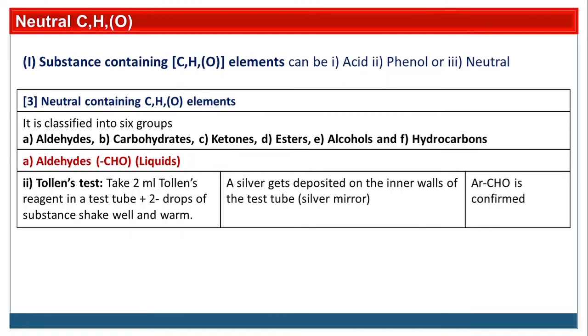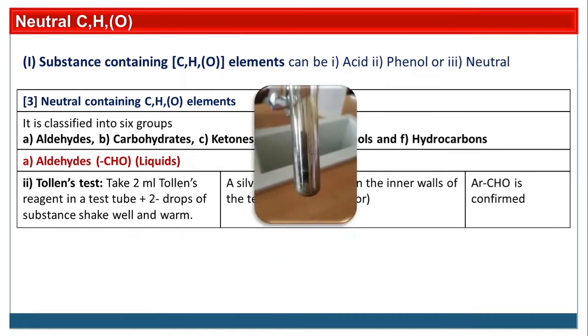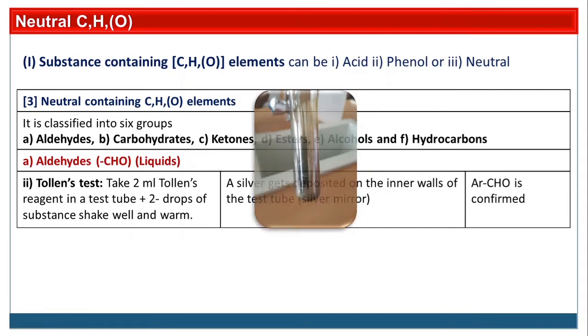So these are the 2 tests for the aldehyde functional group. One is Caro's test and the second one is a Tollens test. So for the Tollens test, you have to use a Tollens reagent. So your inner wall silver is getting deposited and your inner wall looks like this. So it's like a mirror. That's why this is called a silver mirror test.